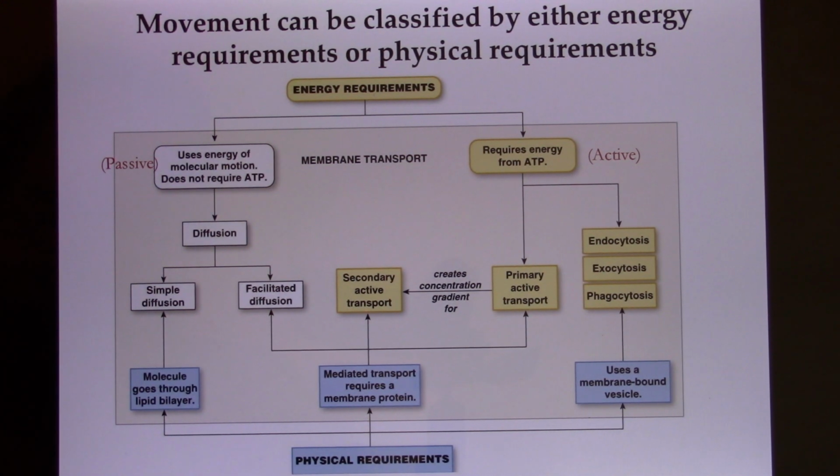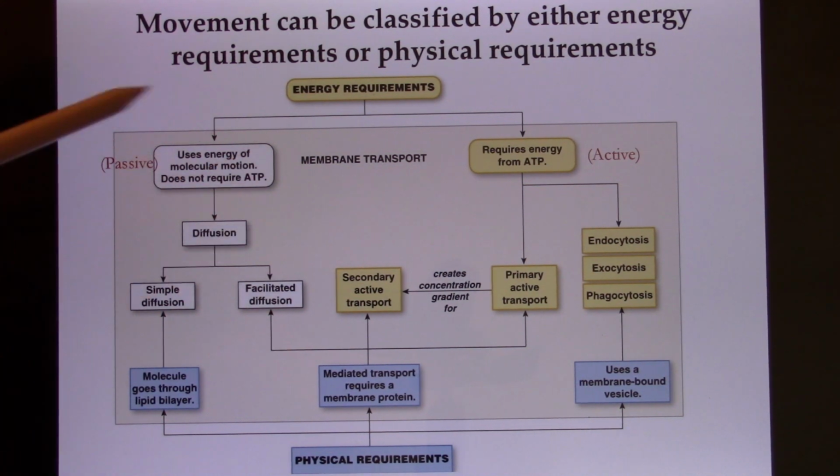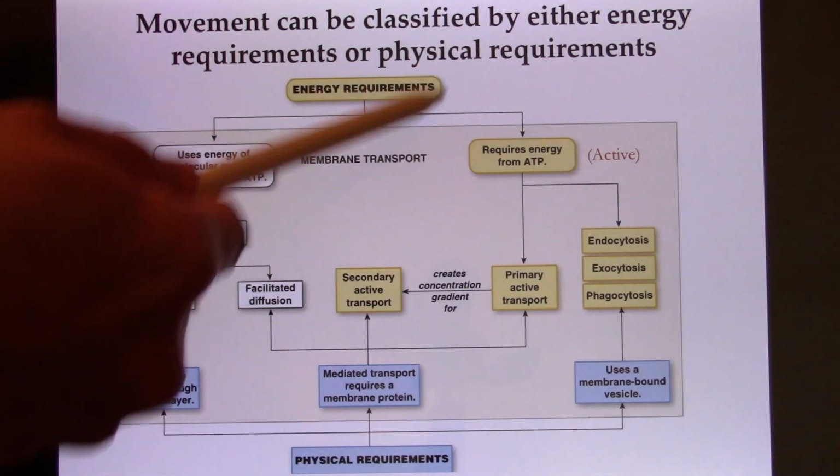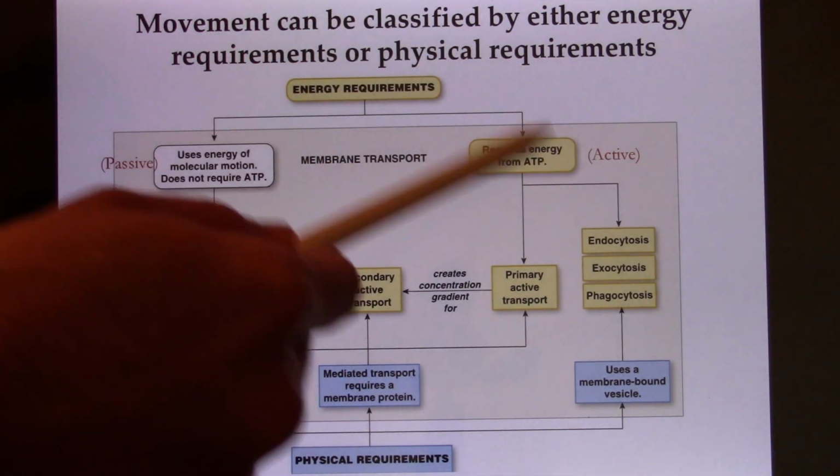No energy, no movement. However, we're in a biology class. Does it require biological energy, ATP? That's a different story. If this movement does not require ATP, we call it passive transport. If the cell requires ATP to make this movement happen, that's active transport. So that's how we define these two.